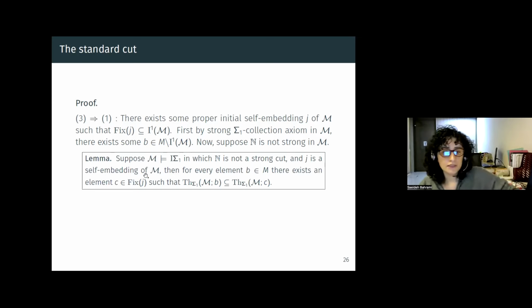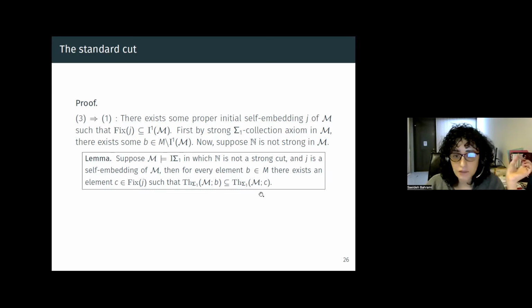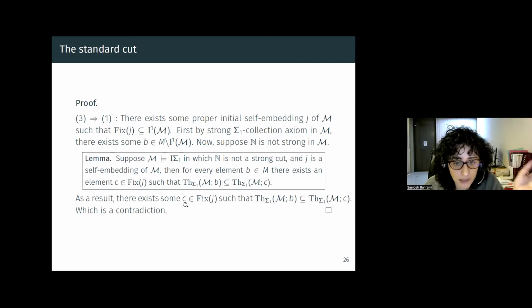There is a lemma that says that whenever N is not strong in M, by using the witness of the non-strongness of N in M, we can find some C in Fix of J such that the Sigma 1 theory of B is a subset of the Sigma 1 theory of C. But this C is in Fix of J, so it is in I1 of M, so it is less than a definable element of M, but B is larger than any definable element. So N has to be strong in M.